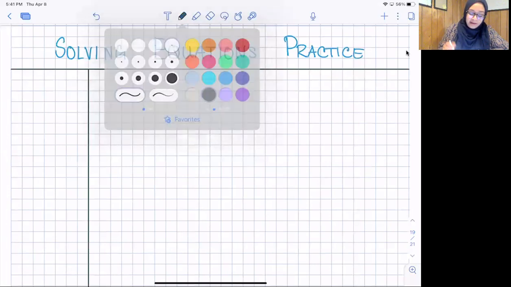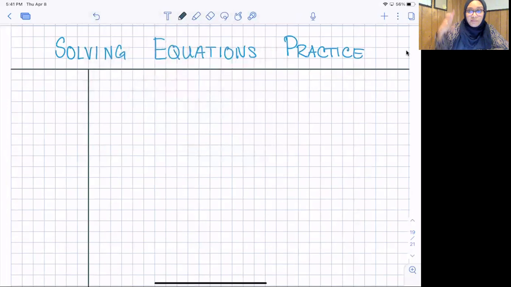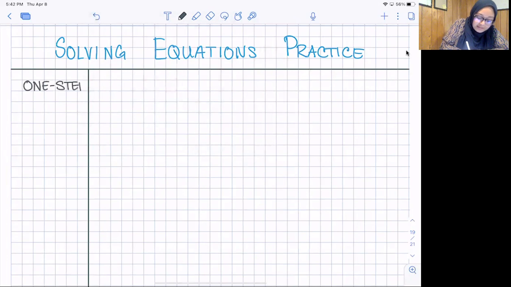Okay, we're going to practice all the different kinds of equations that there are. And I want you guys to always remember the goal. The goal is to always get a variable all alone. So the first kind of equation we're going to practice are one-step equations. My favorite because they are so easy. They only take one step to solve.